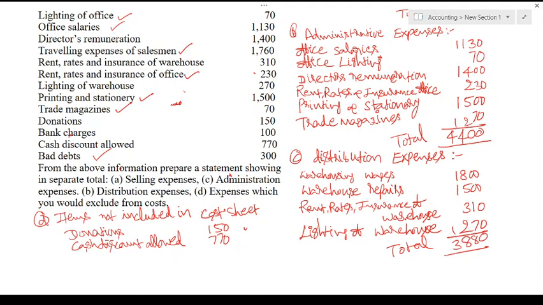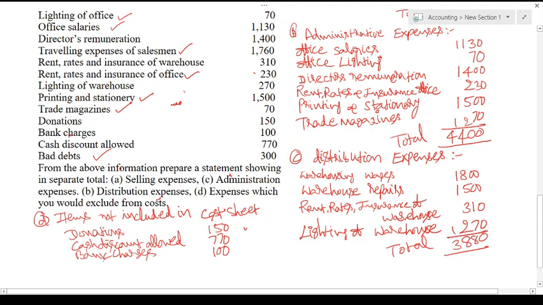Any other items which are not going to be included into the cost sheet? Bank charges are also not included into the cost sheet. How much is the bank charges given? The bank charges is 100 rupees. After bank charges, cash discount allowed is already written.